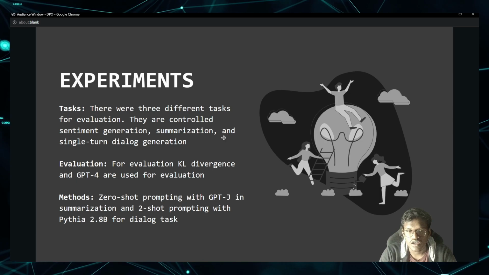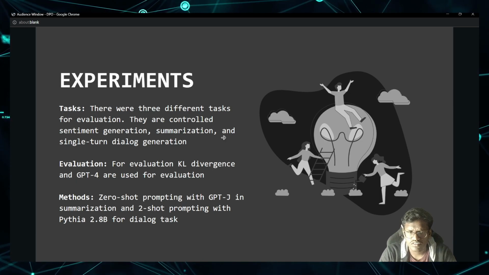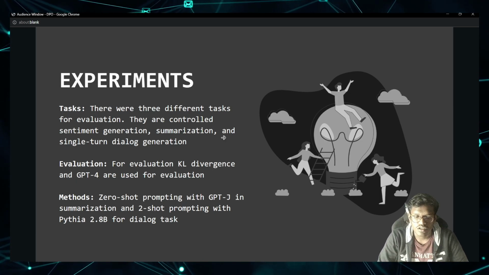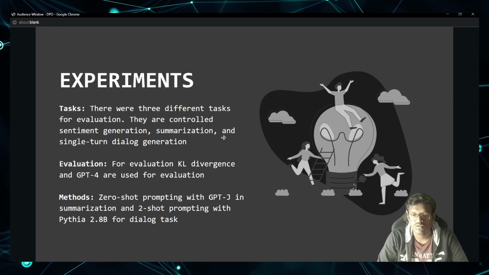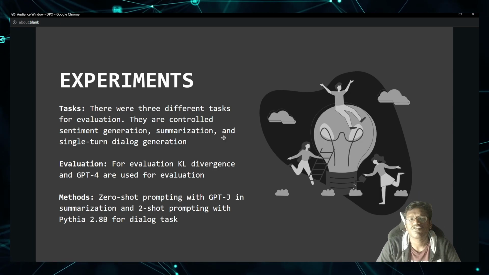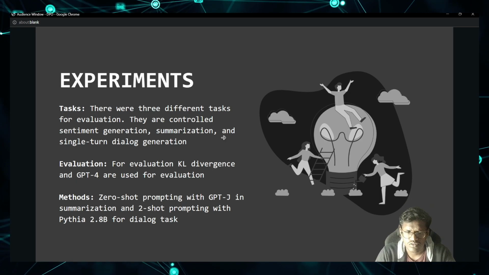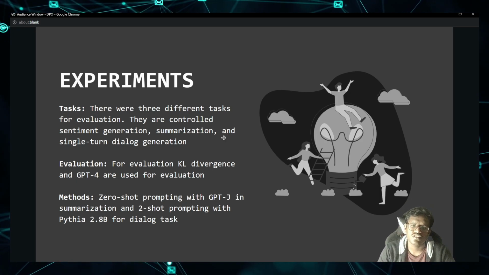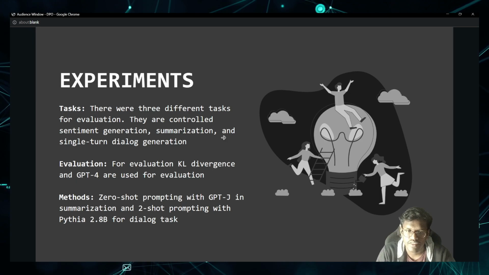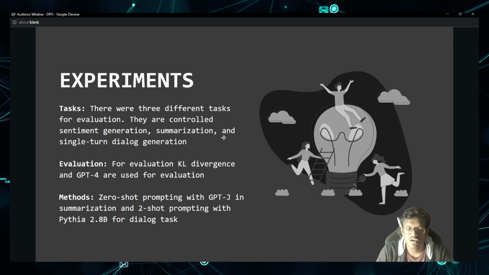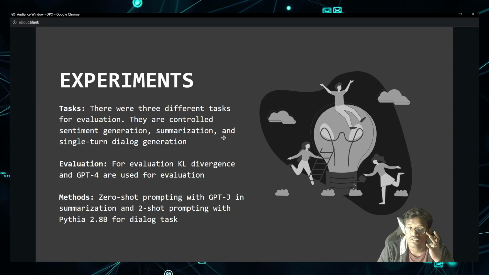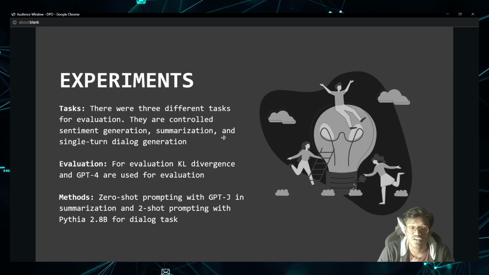Similarly, single-turn dialogue generation was also done, but here the preferences were not available, so they trained an off-the-shelf LM and used that as an SFT model, and then based on that they made the preference model. So this is what they did in each of the tasks.